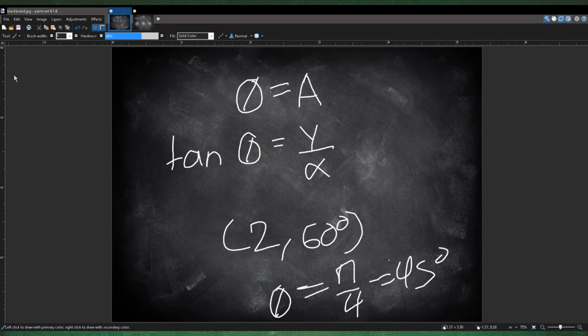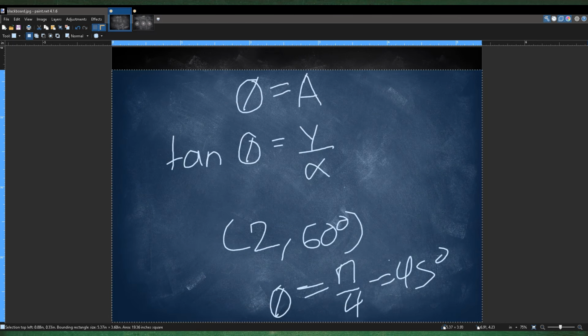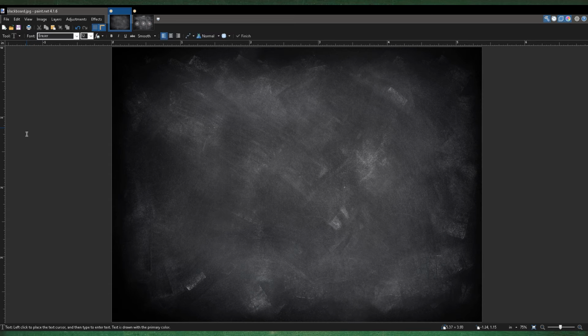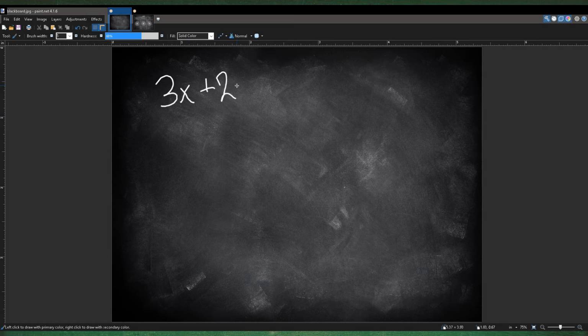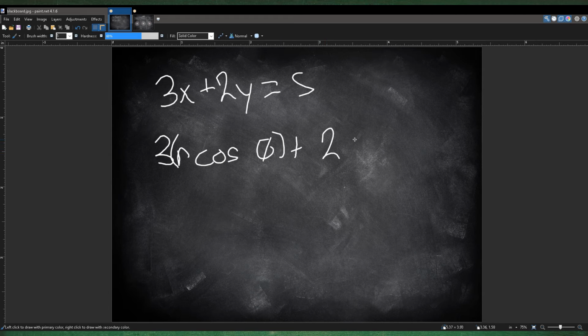And the other cases to make lines, it's more simple. So let's say it's a little bit more complicated. Let's say you have something like 3x plus 2y is equal to 5, right? And you want to make this line. Basically, you have to substitute in the x and y. So remember, x and y is r cosine of theta and r sine of theta. So you write 3 times r cosine of theta plus 2 r sine of theta is equal to 5.